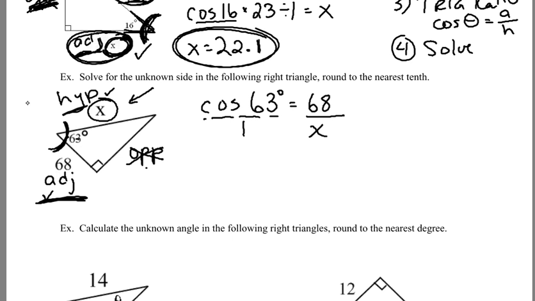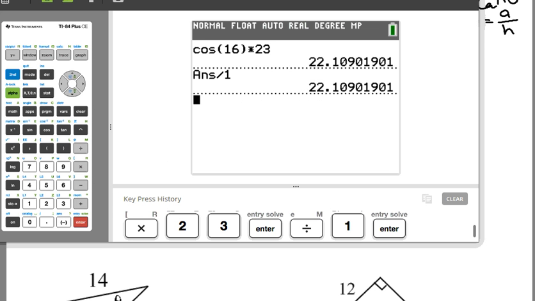Careful with your cross multiplying here. What do we know to cross multiply? 68 times 1. Divide by the extra piece, which is a cosine 63, not just a 63. Multiply what's across, divide by the extra piece, and that will equal our x, which in this case is our hypotenuse. So 68 times 1 divided by cos 63.